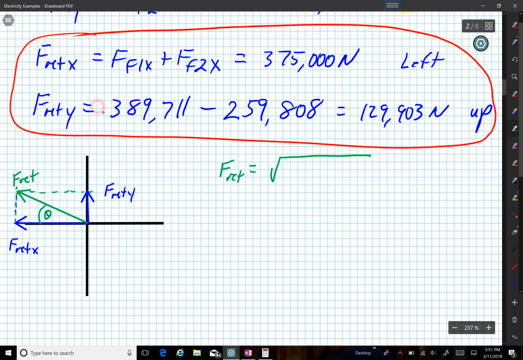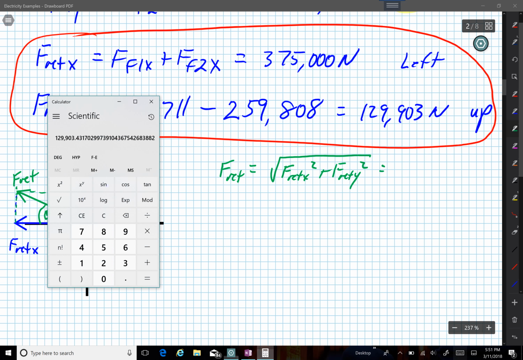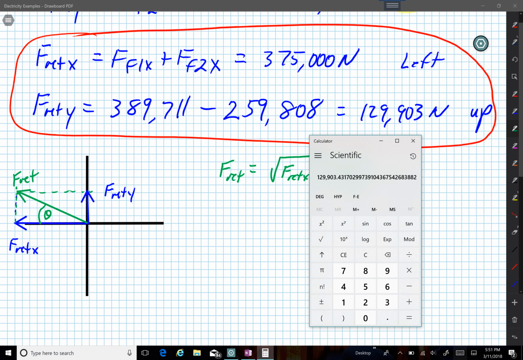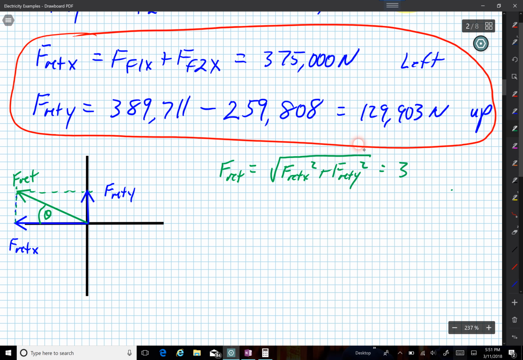So F net, just do Pythagoras. So I'm going to do F net x squared plus F net y squared. So I have the 129,903. I've already got that. I'm going to square it plus the 375 squared equals, and then square root, and I get 396,863.